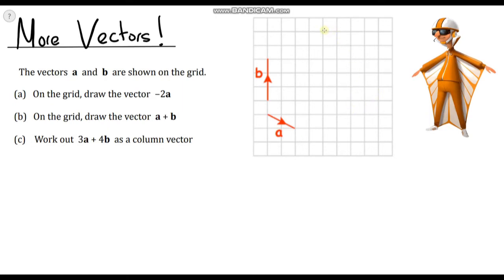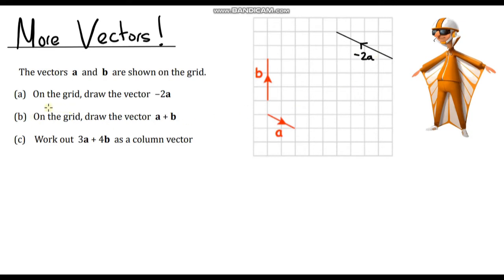Let's do it up here. So we can see for every 2 squares we go across, we're going down 1. So we're going to go across 2, down 1, but we're making that twice as big. So we're going to go across another 2, and down 1. So that will be our line, but remember we are going in the opposite direction, so our arrow is going to be in that direction. So that is the vector negative 2a.